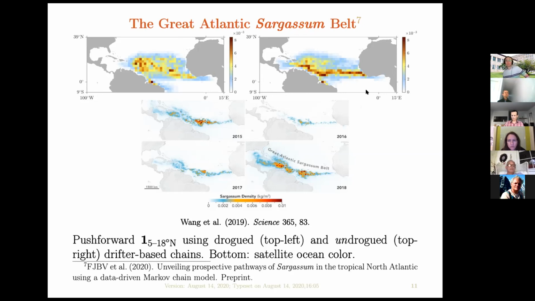and trajectories of the same buoys, but when they lost the drogue. And these are more affected by wind, and you see that the distribution looks more like this belt than when you take into account the motion of the water. So this is pointing in the direction that sargassum is more affected by wind than by the actual currents in the ocean, TPT.